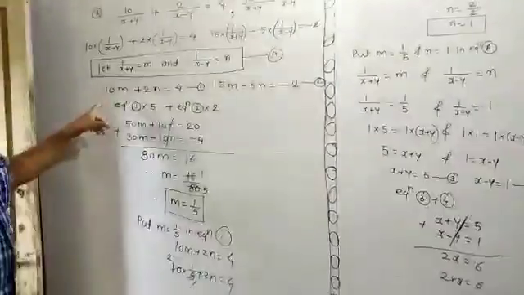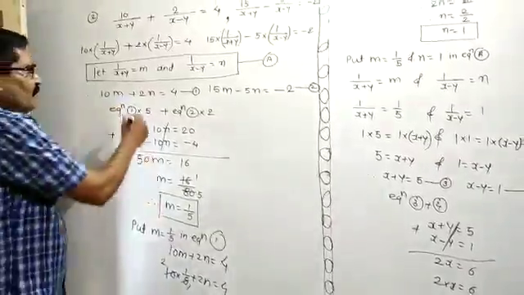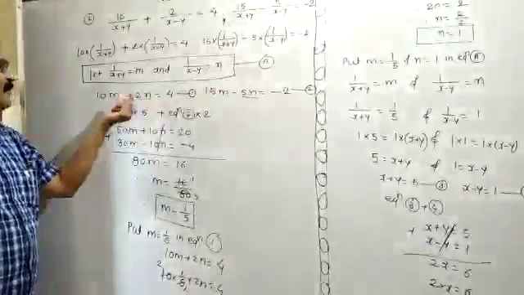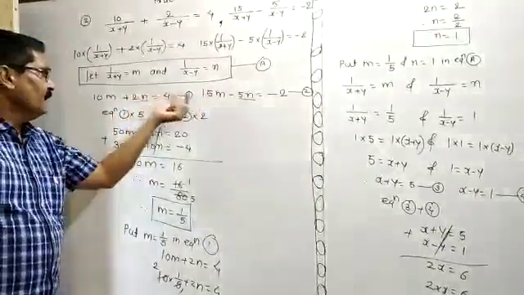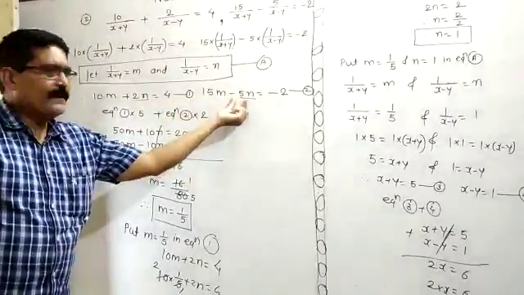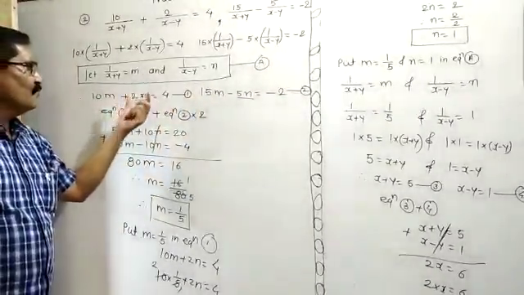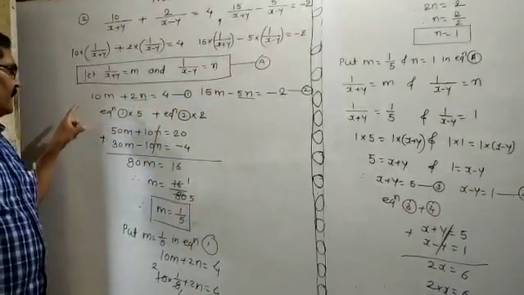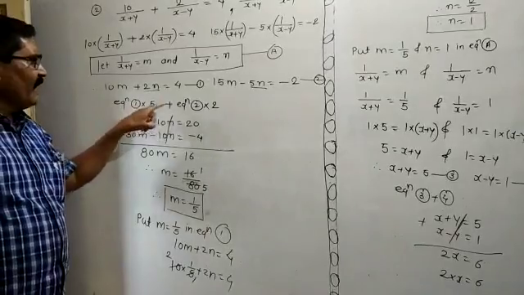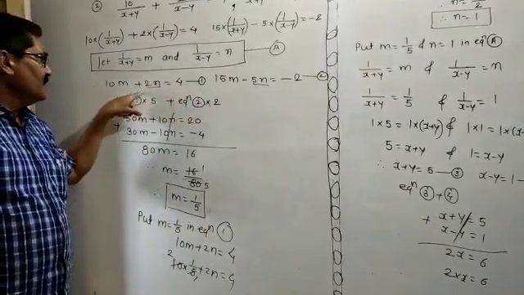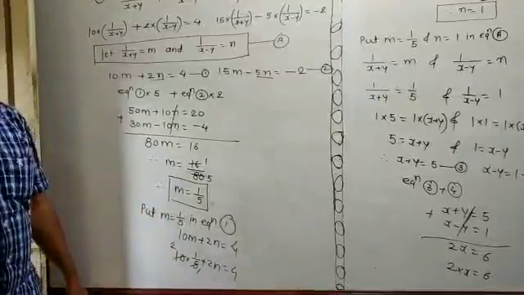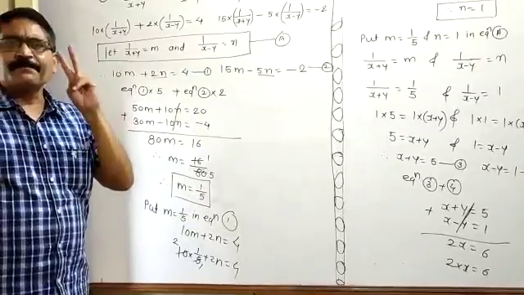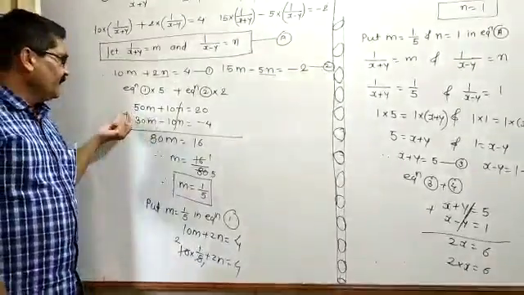If you want to remove the n term, what do you have to do? You multiply equation 1 by 5 and equation 2 by its coefficient 2. So equation 1 multiplied by 5, equation 2 multiplied by 2, and these terms have opposite signs. For opposite signs you have to do the addition. For the same sign you have to do the subtraction. Same sign means plus plus or minus minus.